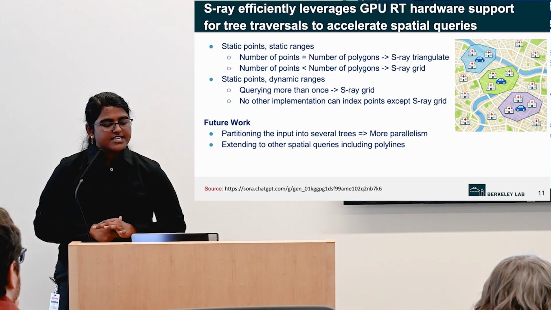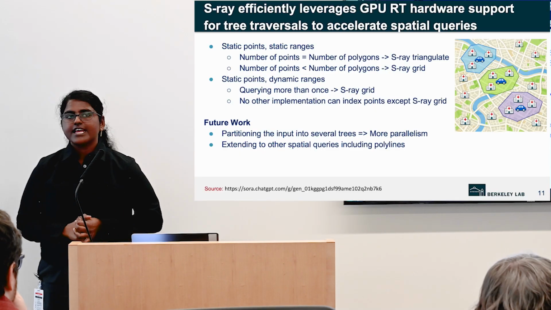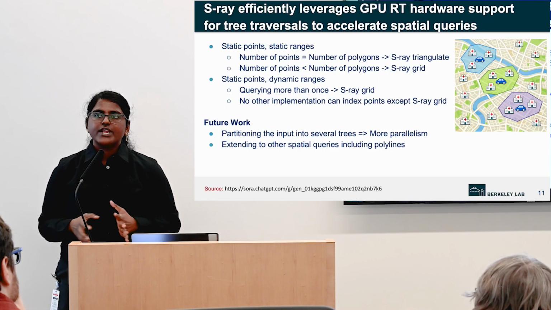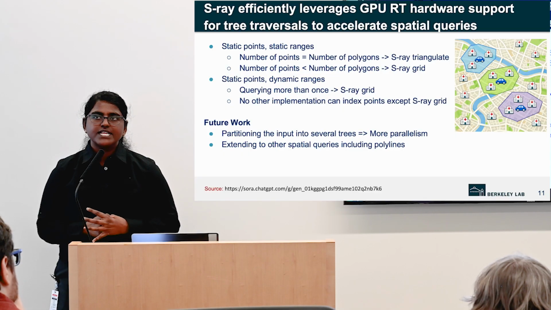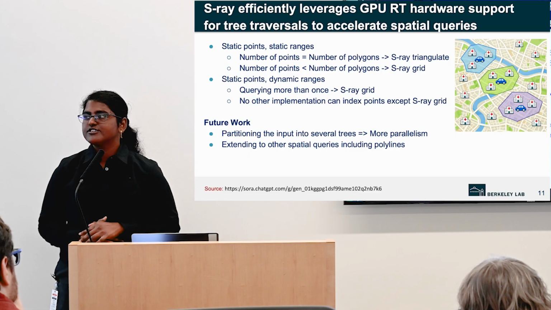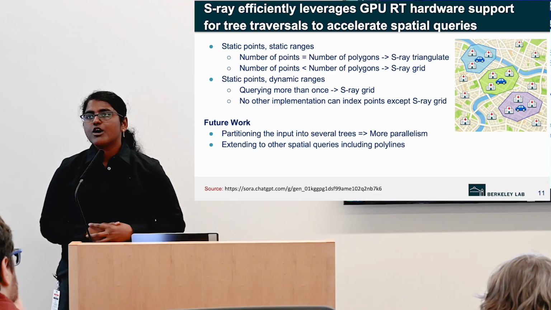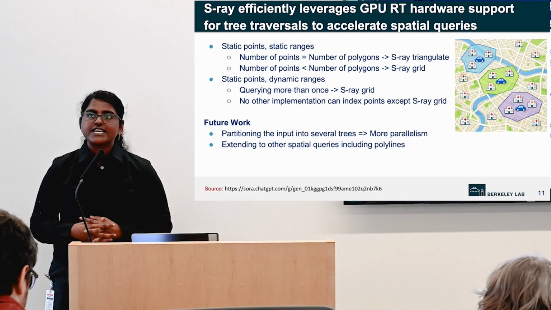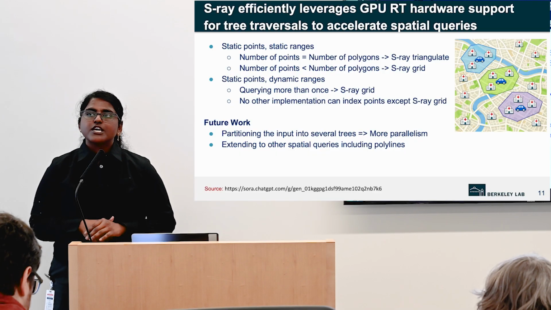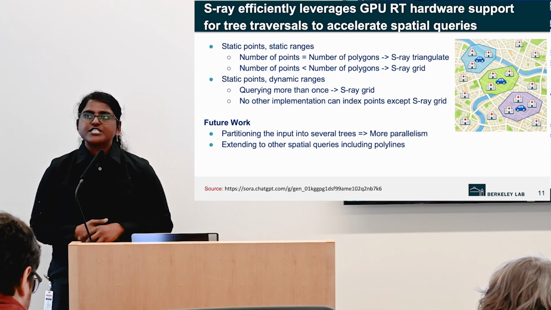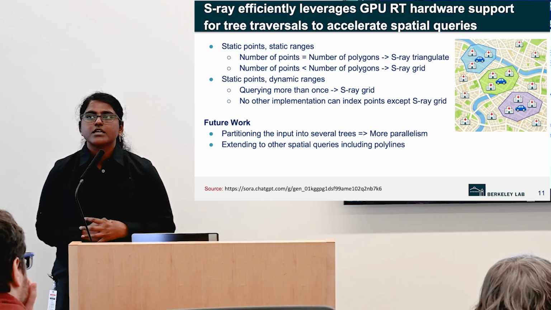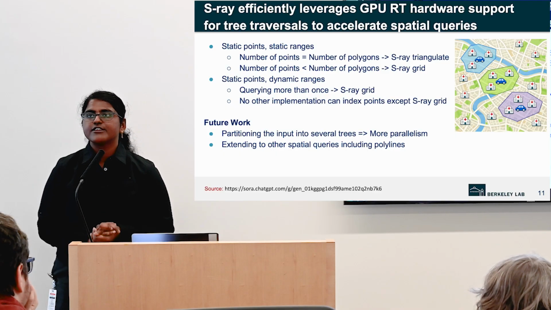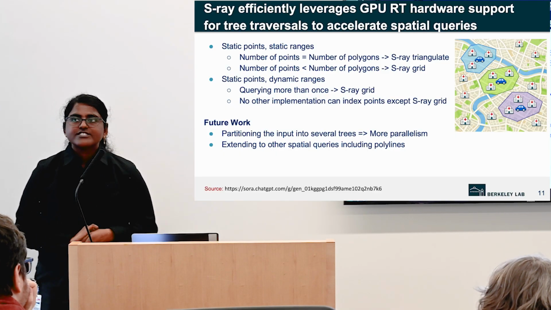And then in the scenario where the points are static and the polygons are the queries, and if you ever have to build the index on the points more than once, then you should definitely use S-ray grid, because there's no other implementation that can index points except S-ray grid. All the other baselines index the polygons. So if you're ever using an application where the query time is very important, for example, looking for the nearest emergency hospital or something like that, you definitely want to use the S-ray methods.